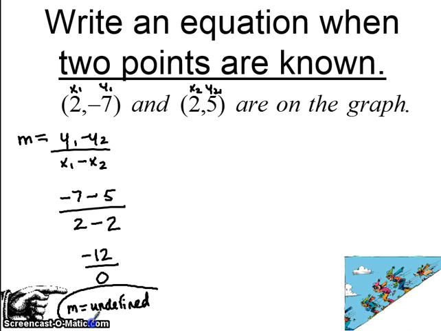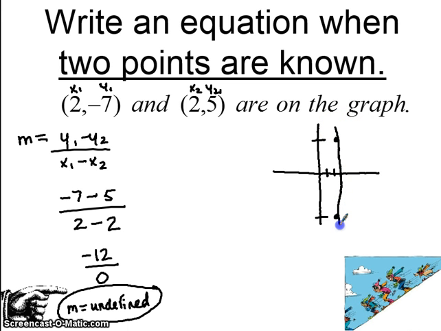If you use 2 points and find that the slope is undefined, you cannot use point-slope form. Instead, just visualize it. You know that an undefined slope is going to be a vertical line, which is a variation of the parent graph y equals 1. But here we have 2, negative 7, which would be way down here, and 2, 5, which would be up here, making a vertical line. Now, look at this vertical line.